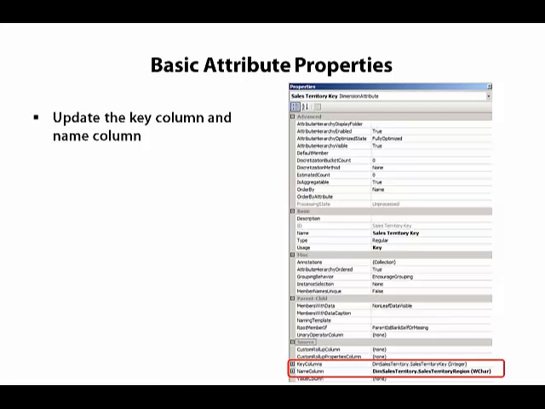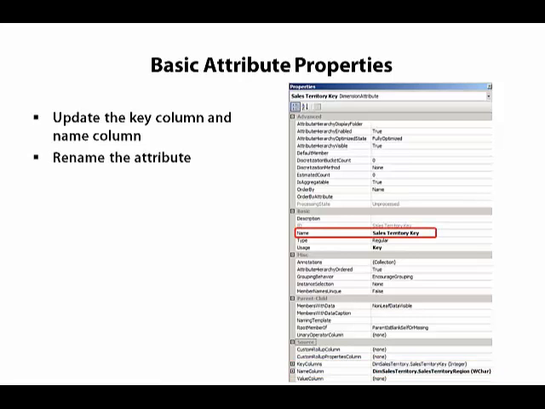If we don't specify a name column, then BIDS will use the value in the key column as the member name. We can use multiple key columns if necessary to uniquely identify an attribute member, but we can have only one name column. If we need to use multiple columns for the name, we'll need to go back to the DSV and concatenate the columns there as a named calculation, or create a named query to produce a single column with the value that we need.